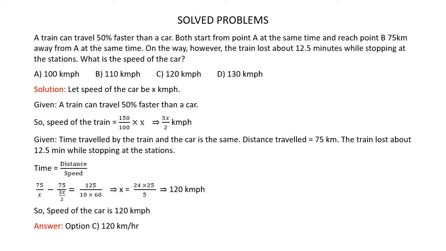Now 12.5 minutes when converted to hours is 125 divided by 10 multiplied by 60. On solving this equation, we get x is equal to 120 kilometers per hour. So the speed of the car is 120 kilometers per hour. The correct answer is option C, 120 kilometers per hour.